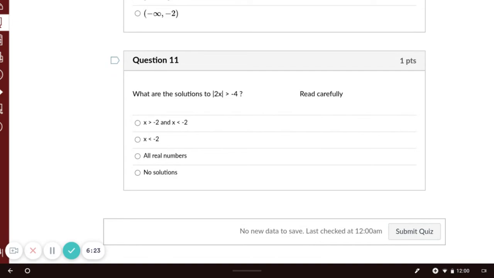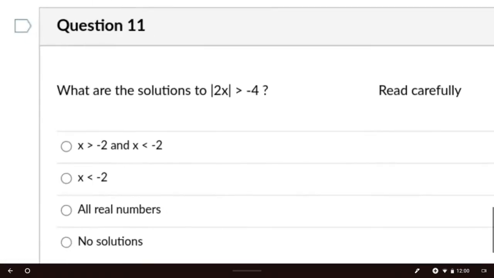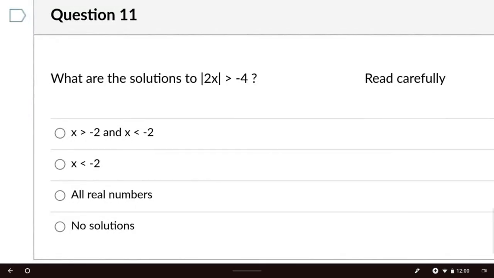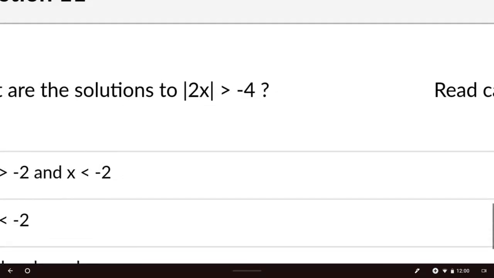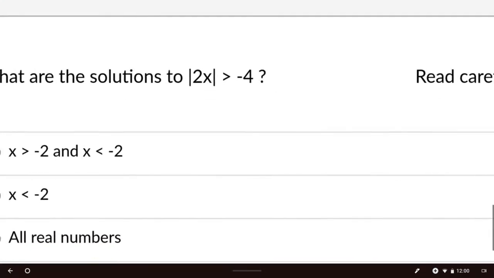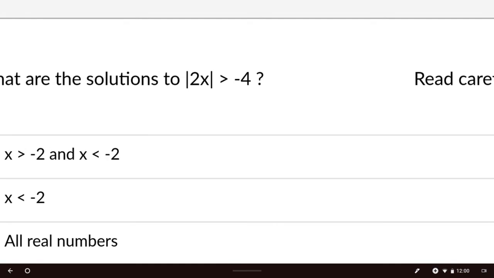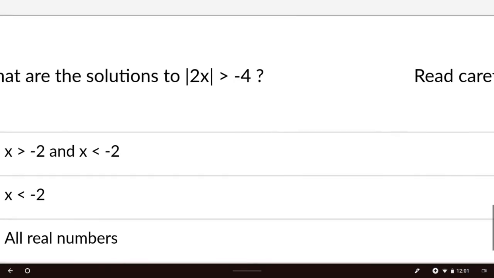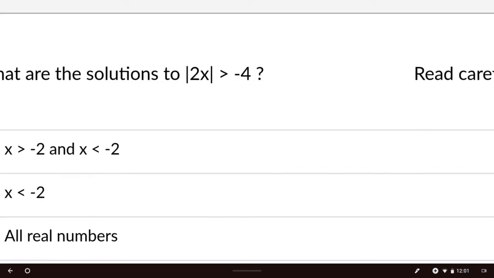All right, number 11, last one here. What are the solutions to the absolute value of 2x is greater than negative 4? So this is a special case here. So notice our absolute value here. This is always going to be positive. No matter what happens in the world, this is always going to be positive. Well, it could be 0, but that's okay.